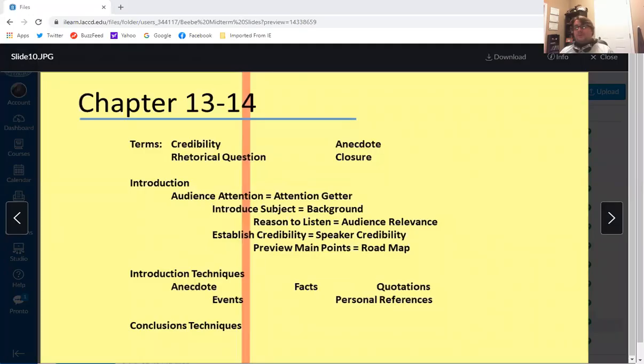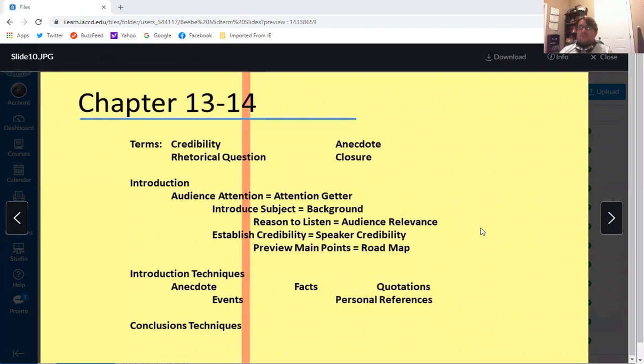So let's get right into it. Chapters 13 through 15. But here's the thing, chapters 13 and 14 are very small. It's chapter 15 that we want to be concerned about. So let's get into chapters 13 and 14 real quick. It's actually stuff you already know. Chapters 13 and 14 just set you up. It's your introduction and your conclusion.